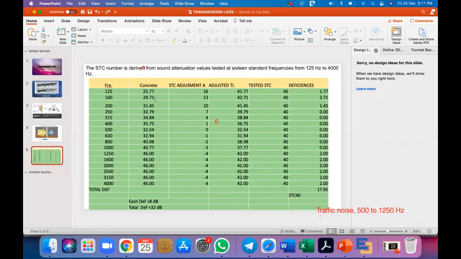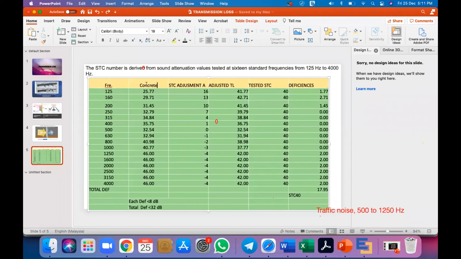But this is the reading. Let's say this is concrete. When we have concrete, we put it in the impedance tube. The frequency is here, so you get the reading 25.77 and so on, until 4000. Remember, to calculate SDC, you need to carry out the experiment up to high frequencies, 4000, meaning that you need to carry out both the large and small tube. If you only did the small tube, then you cannot get the value of SDC.